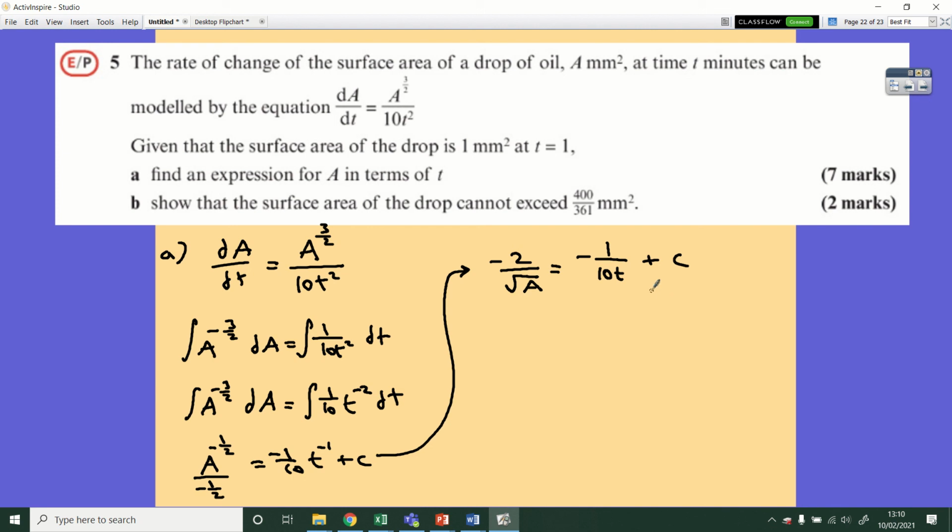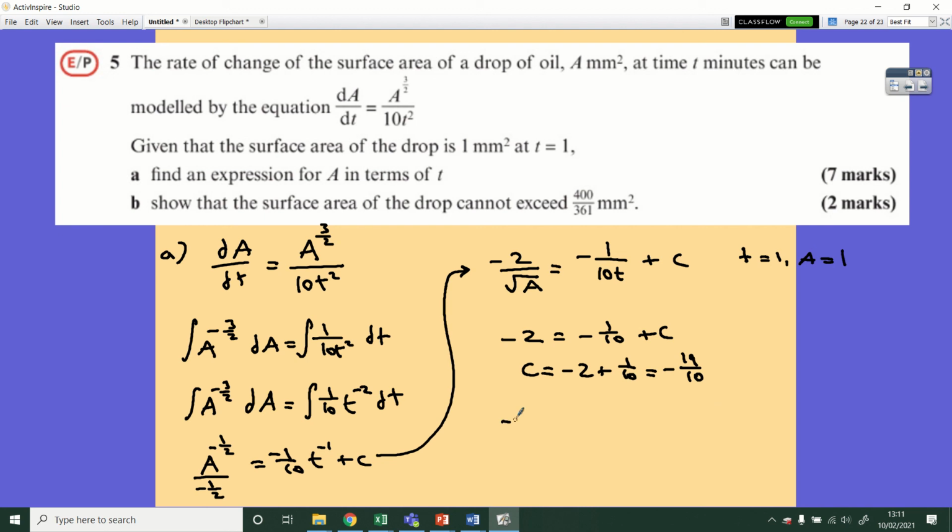Excellent. Now I think it might make sense to plug in your initial conditions because that gets rid of this constant. So what have we got? When t is 1, the surface area is 1. So t equals 1, a equals 1. Let's put that in. So minus 2 over 1 equals, that's going to be 1, so it's minus a 10th, plus c. So c equals minus 2 plus a 10th, which is going to be minus 19 tenths, I believe. Yeah, that makes sense. Okay, good.